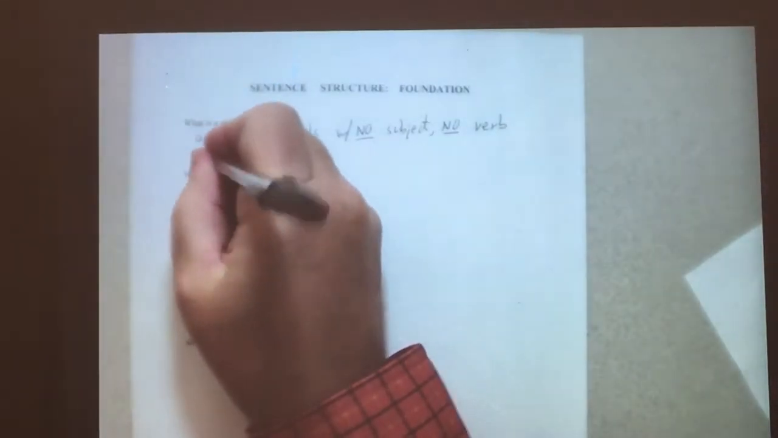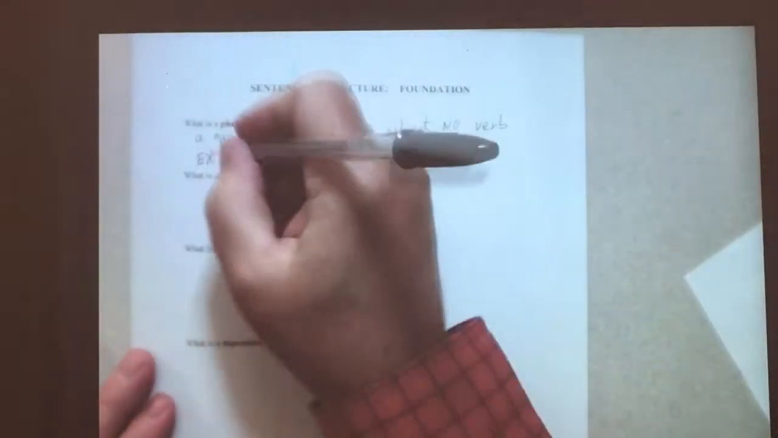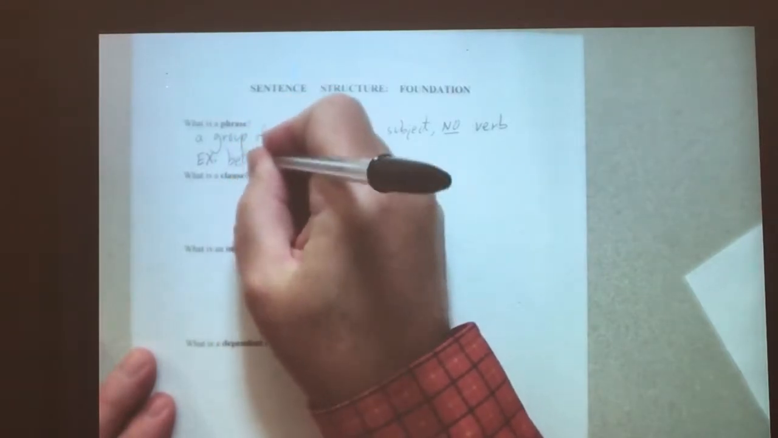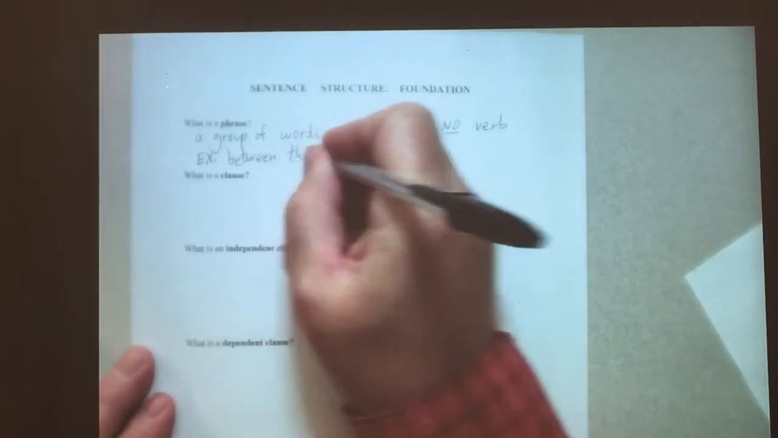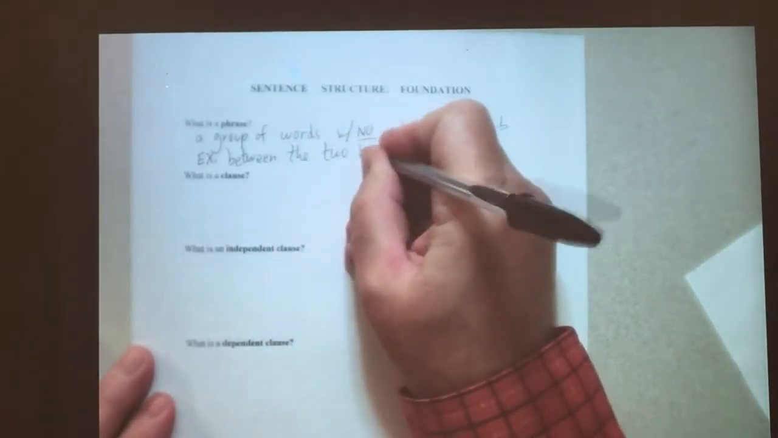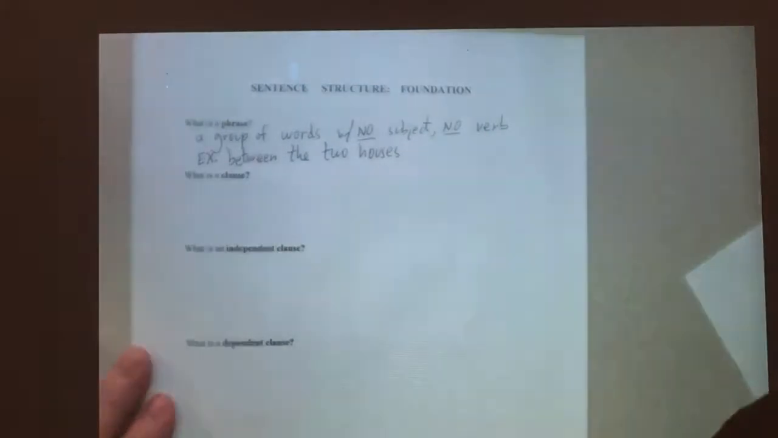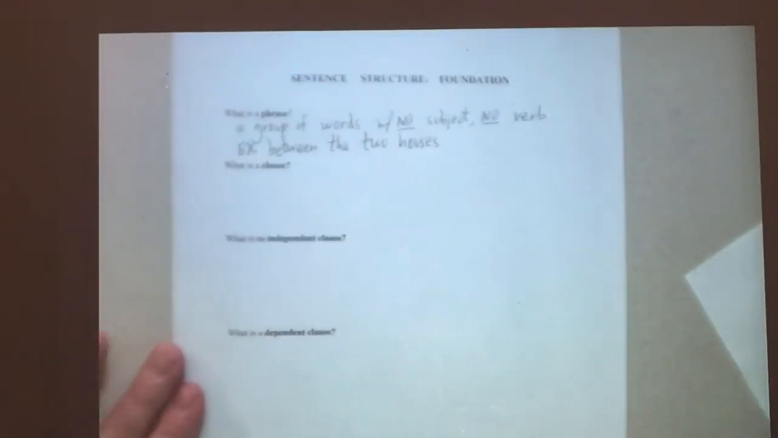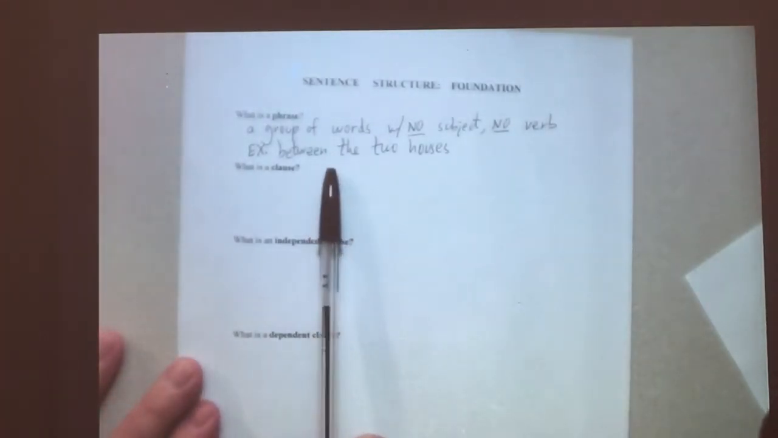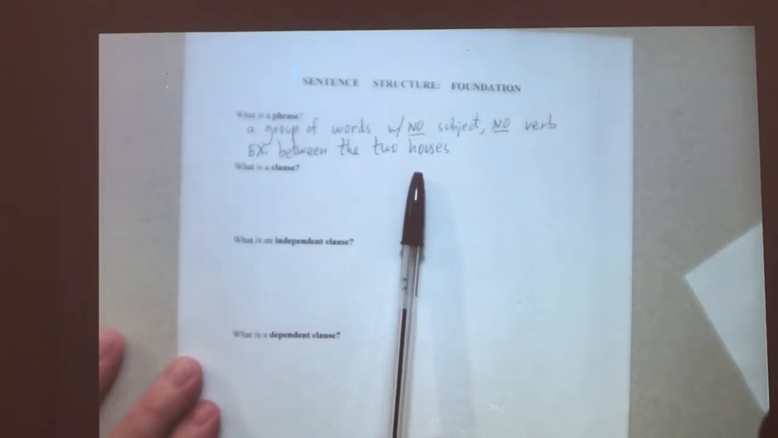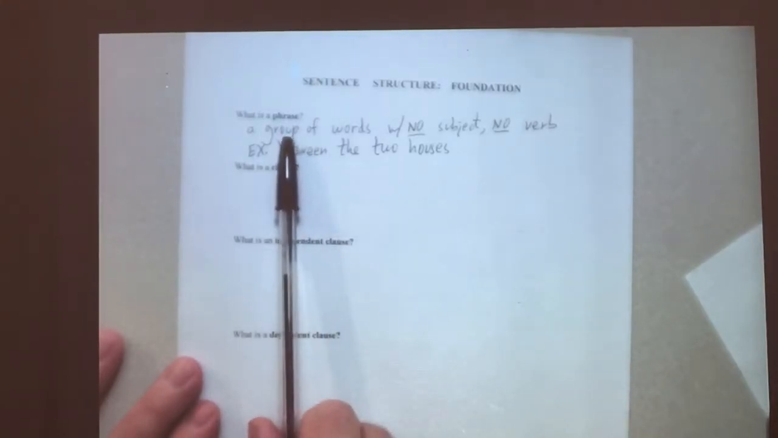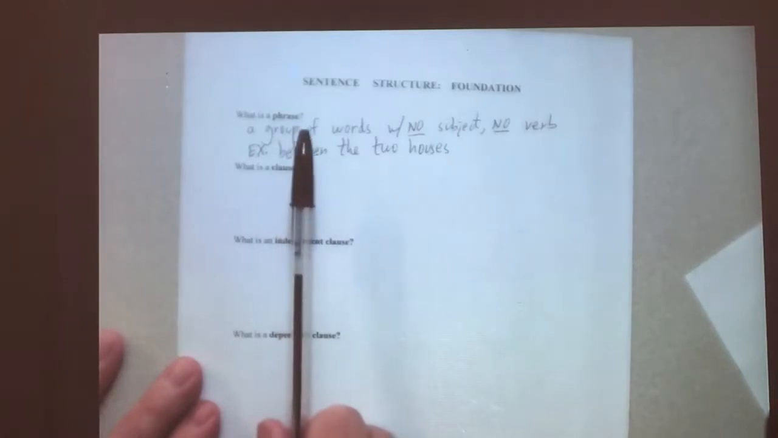So, an example of a phrase, we were just talking about prepositional phrases. We'll put one in here. That would be an example of a phrase, between the two houses. Why is that a phrase? It's a group of words, there's no subject, no verb. So in other words, a phrase is very, very weak.